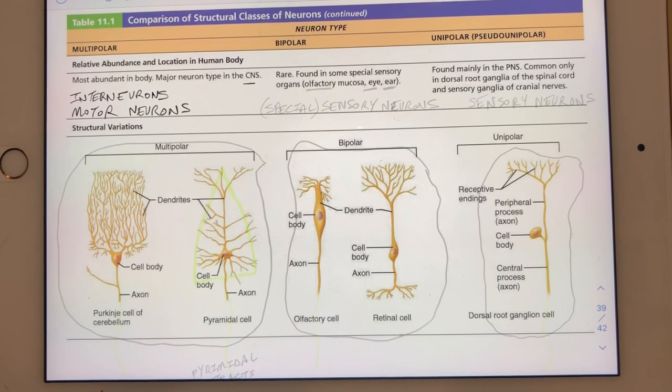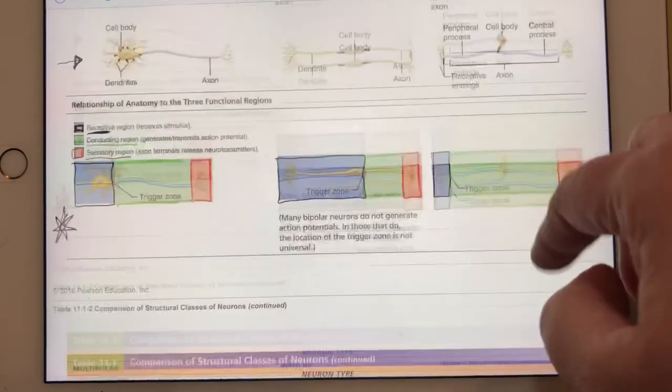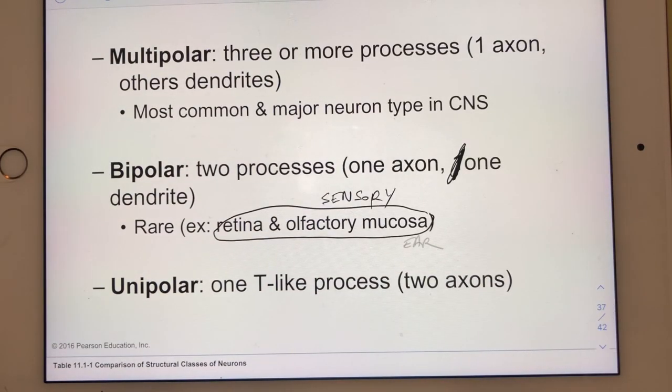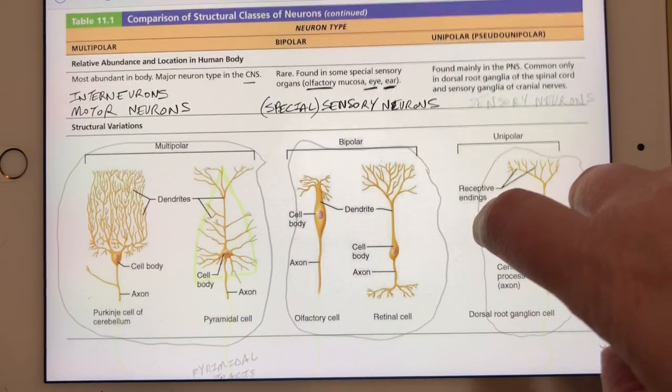Okay, some few special sensory neurons, meaning serving the special senses, are bipolar, which includes olfactory. I skipped that in the previous mention. In fact, let's slip that into your slide. Ear. There we go.